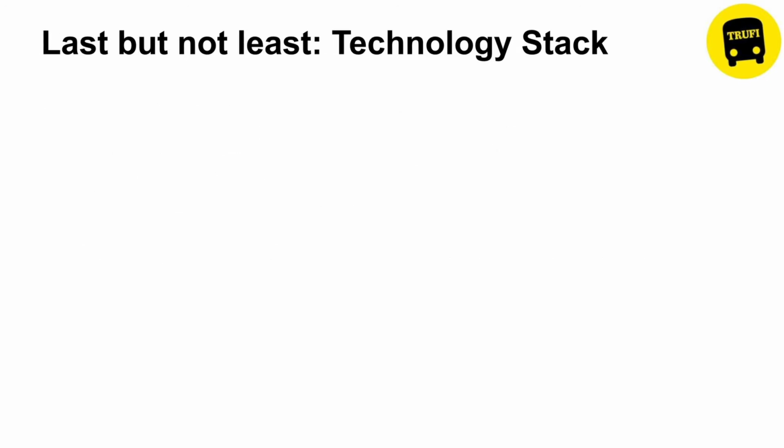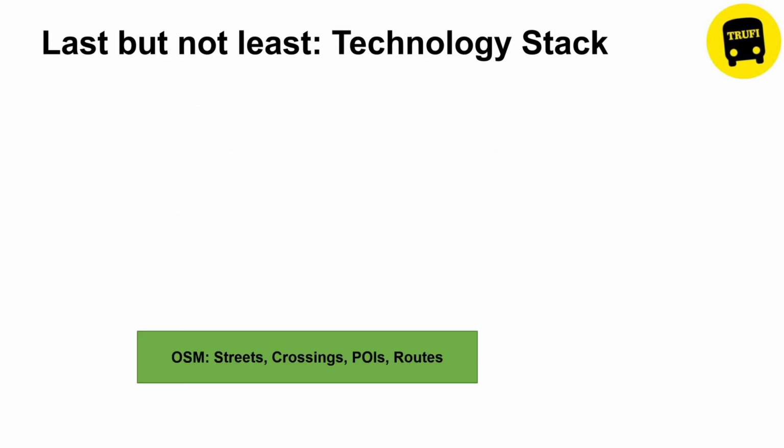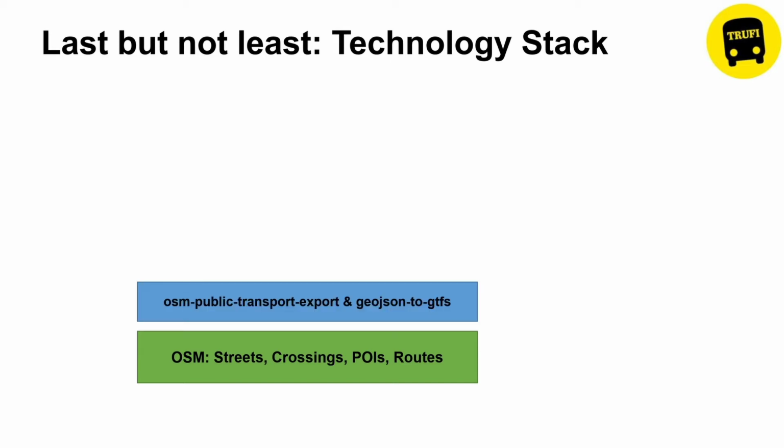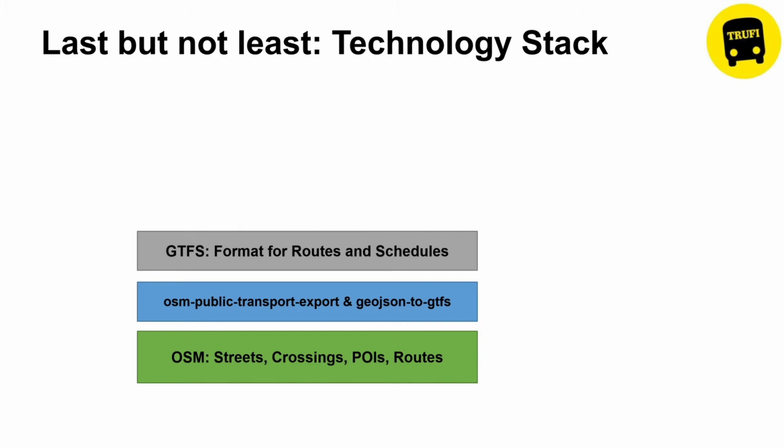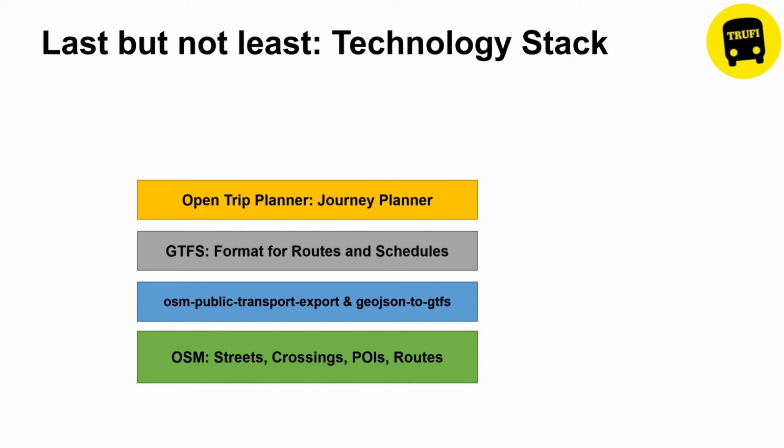Last but not least, you have to know the technology stack. So OpenStreetMap is the basis, the streets, the crossings, the points of interest, but also the bus routes. We have our tooling to create GTFS and to check the OpenStreetMap lines. Then the GTFS needs to be created and needs to be published to OpenTripPlanner to do the journey planning.